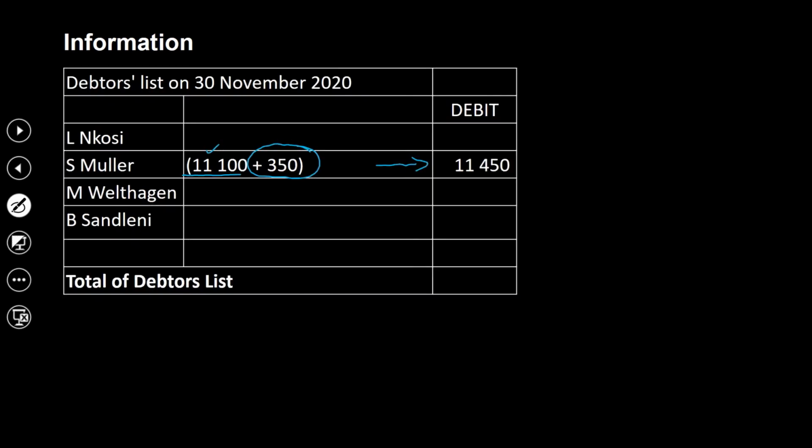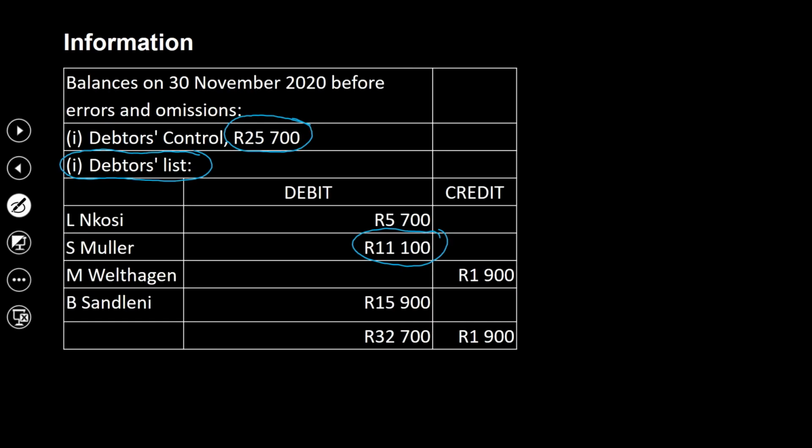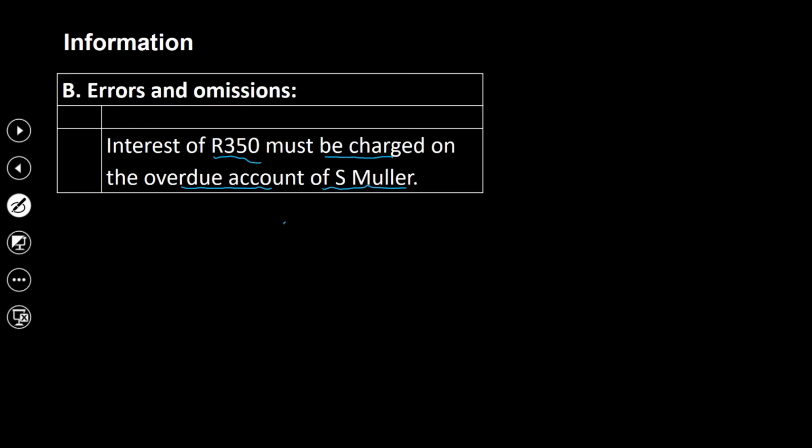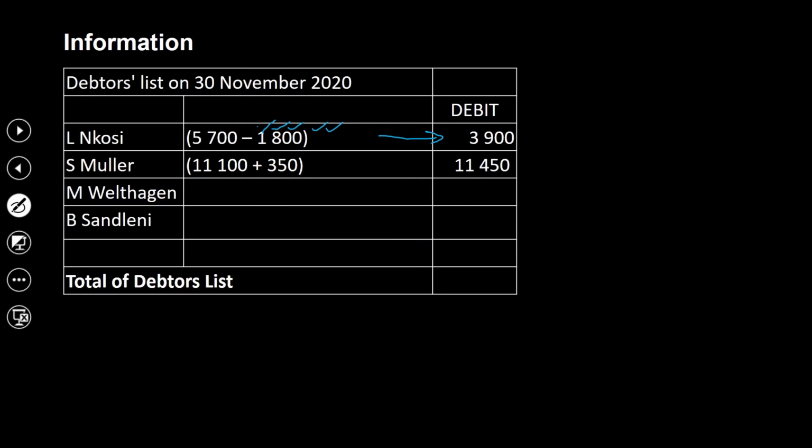Okay? So once again, show your calculations. 5,700, you can clearly see, comes from the original list that you have there. There it is, Nkosi, with a debit of 5,700. Okay, so that is Nkosi's story. What's the story? 5,700 minus the 1,800 to give me my final balance of 3,900. In this way, we are now updating the list with the errors and omissions.